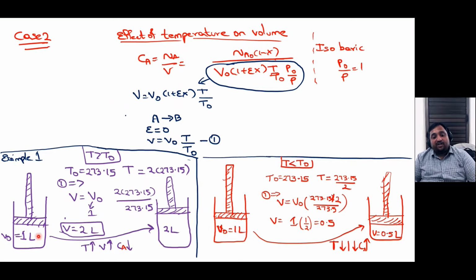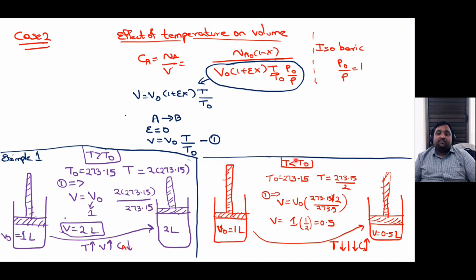That means if you start any reaction and increase the temperature, what happens? My volume is getting doubled. If my temperature is raised, the volume will rise. What happens to the concentration? Because the volume is at the bottom of the concentration expression, the concentration will get reduced, the rates will get reduced, and automatically it affects the conversion.